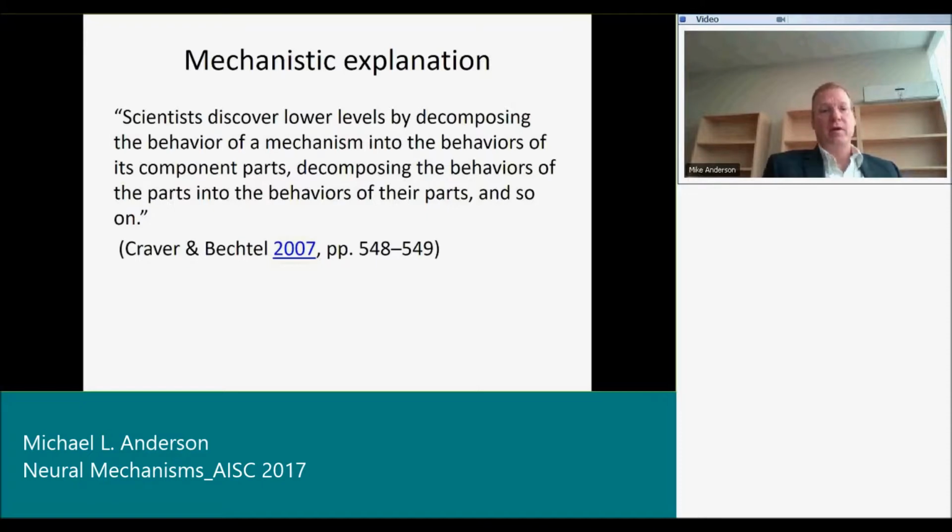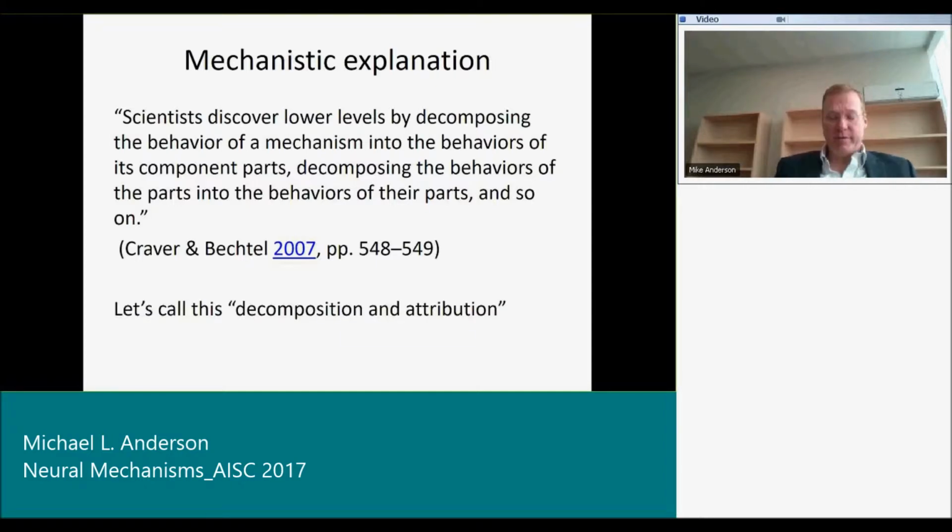And a somewhat different take from Craver and Bechtel. Scientists discover lower levels by decomposing the behavior of a mechanism into the behaviors of its component parts, decomposing the behaviors of its parts into the behaviors of their parts, and so on. And so the idea here, and I think, as has been hinted at in the talks already, this is really at the root of the mapping assumption. The idea is that we can find the parts that have a particular function, break that function down into component functions, find the parts that execute those component functions, and repeat until we ground out. So we'll call this decomposition and attribution.